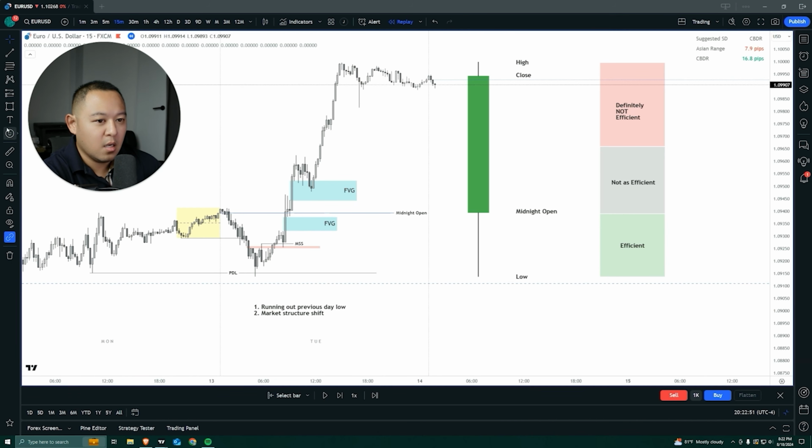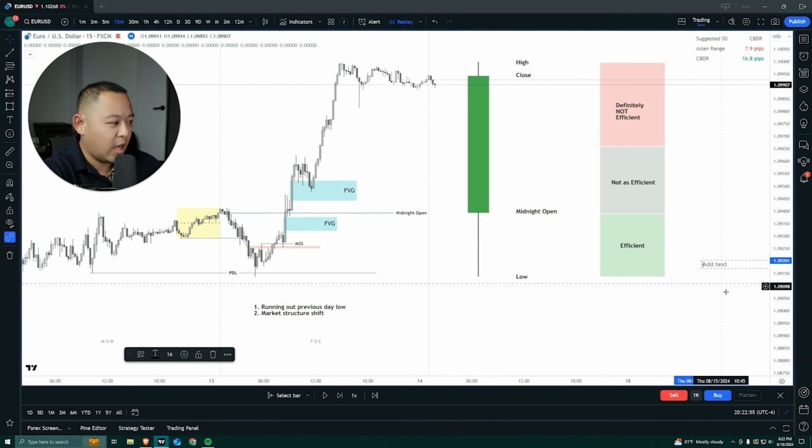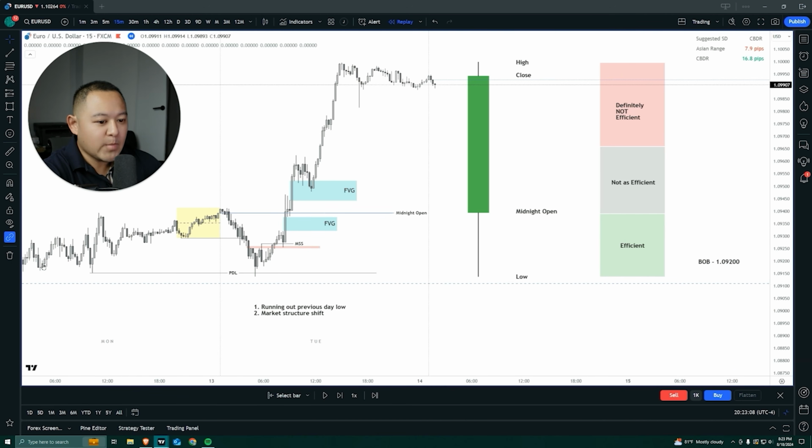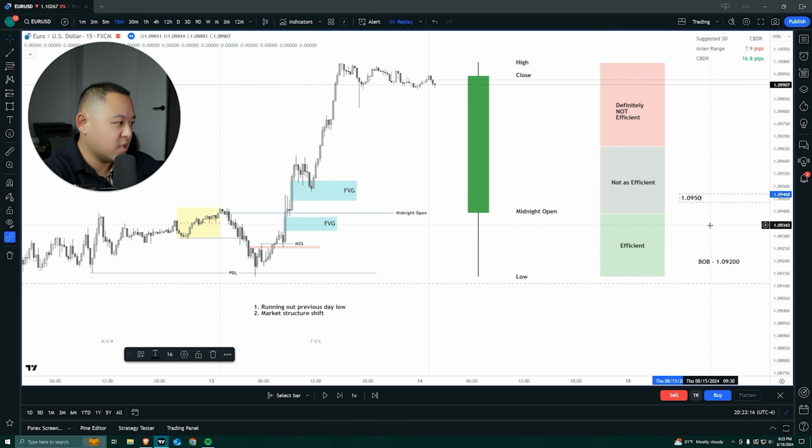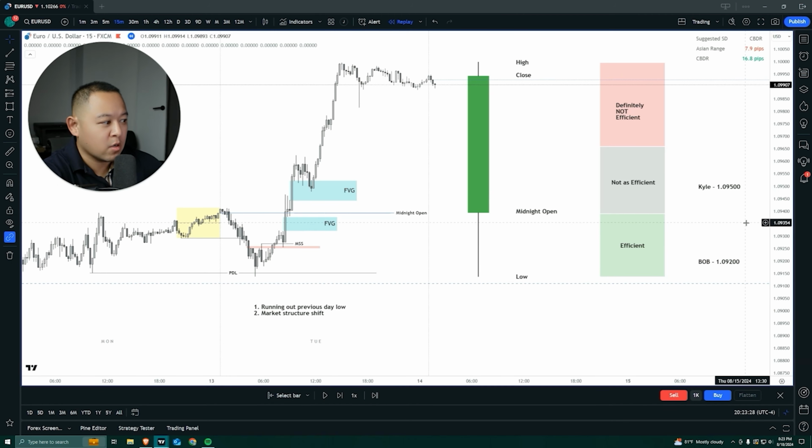Let's just say there's a whale. This guy really knows how to trade, and he's getting in at 1.0920. Let's just call him Bob. Bob's entry is at 1.0920, and let's say me, Kyle, I want to enter at 1.09468, or let's say 1.09500. This is my order. Who's getting the more efficient pricing and the better risk reward out of these specific setups?